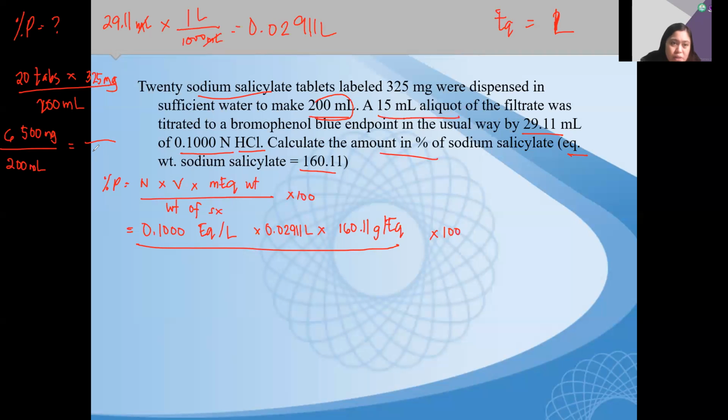So dito papasok si PharmCal, we will have ratio and proportion. 15 ml lang yung ginamit. So sa 15 ml, ilan kaya yung sodium salicylate dyan. So 6,500 times 15, you know ratio and proportion, right? Let's do the cross multiplication. So again, 6,500 milligrams times 15.